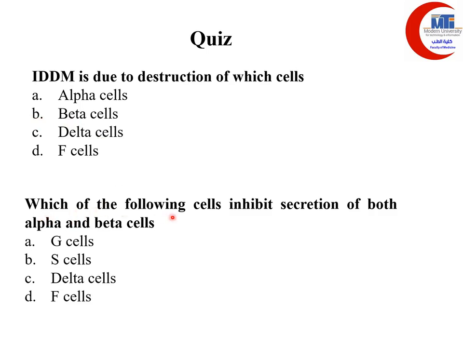Which of the following cells inhibit secretion of both alpha and beta cells? Somatostatin released from delta cells inhibits the secretion of alpha and beta cells by paracrine regulation through gap junctions between cells of the islets of Langerhans. So the right answer, letter C, delta cells.